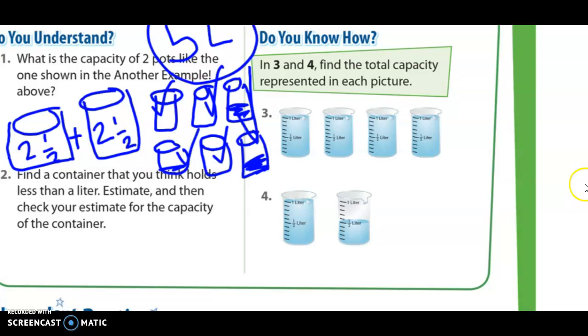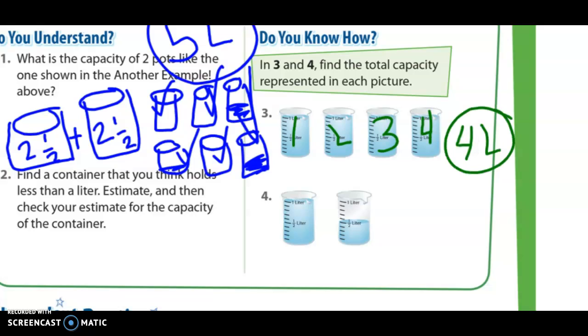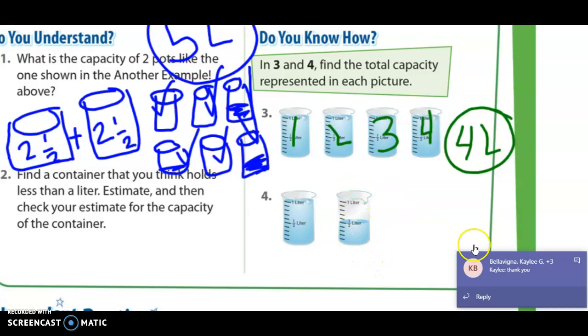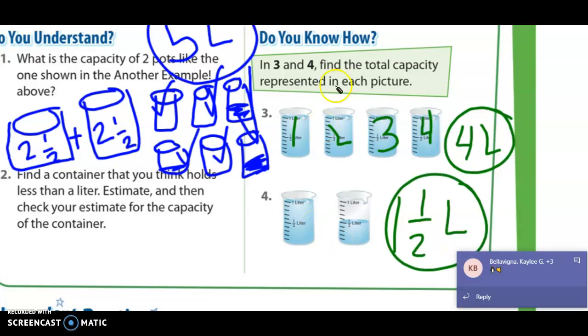So this total picture is 1, 2, 3, 4. So 4 liters in that group. And then this one is 1 liter, and this one's not filled up, it's only filled to the half. So it's 1 and 1/2 liters. Okay. So again, that's the kind you're going to see a lot more often.